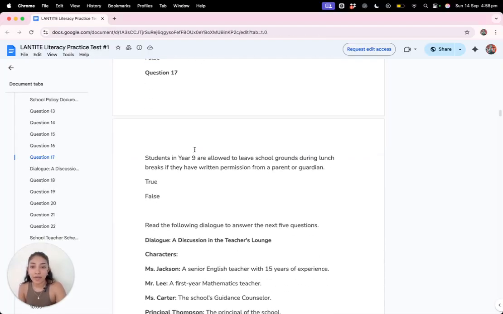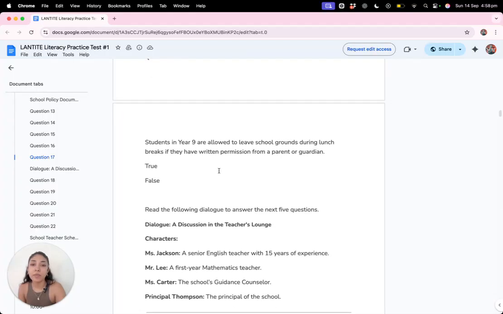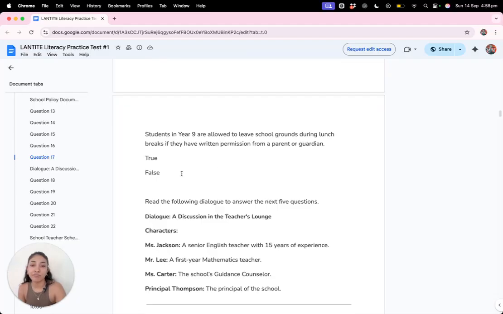Now, question 17. Students in Year 9 are allowed to leave school grounds during lunch breaks if they have written permission from a parent or guardian. We know this to be false because the policy specifies that only students in Year 10 and above are allowed to leave school grounds during lunch breaks with parental permission, not Year 9 students.